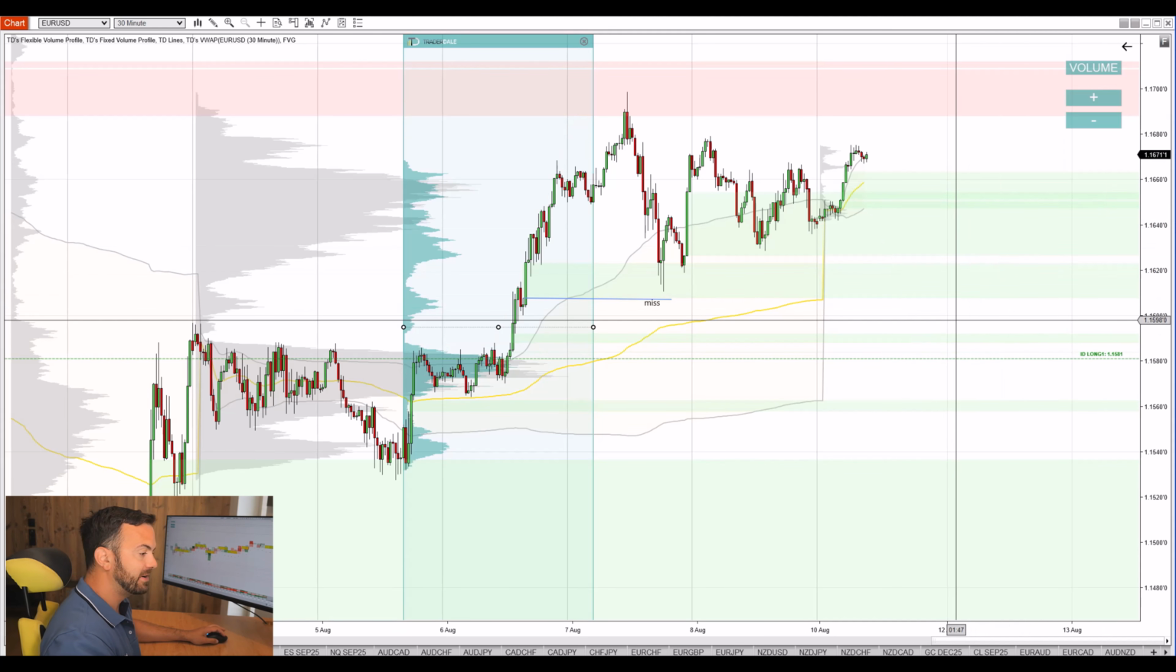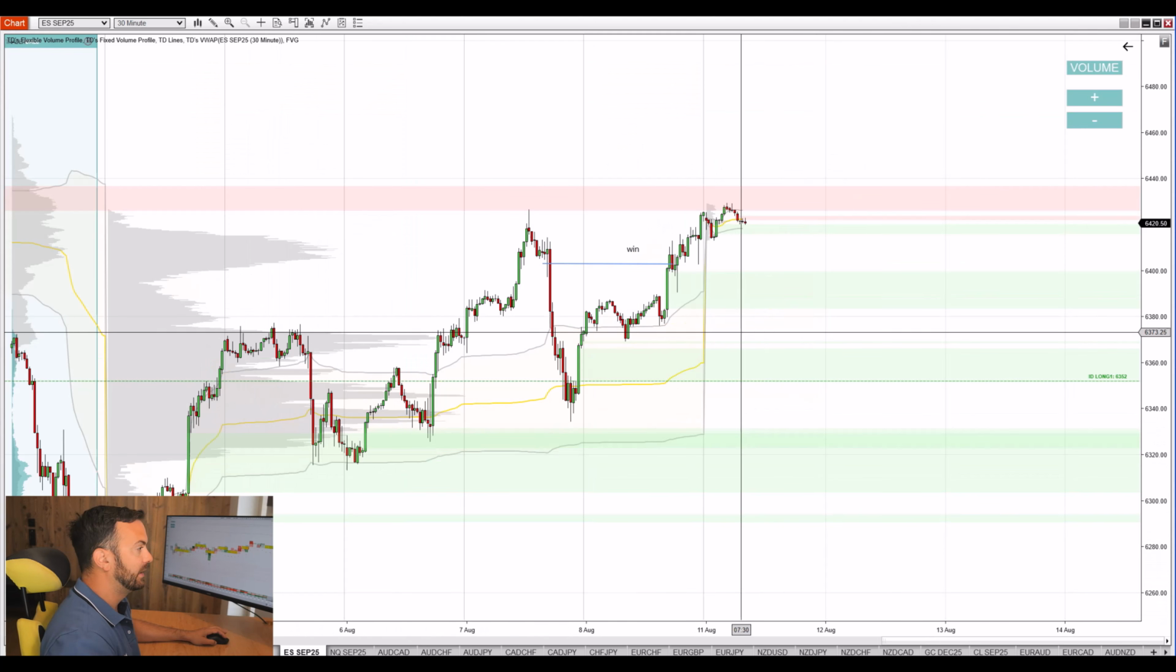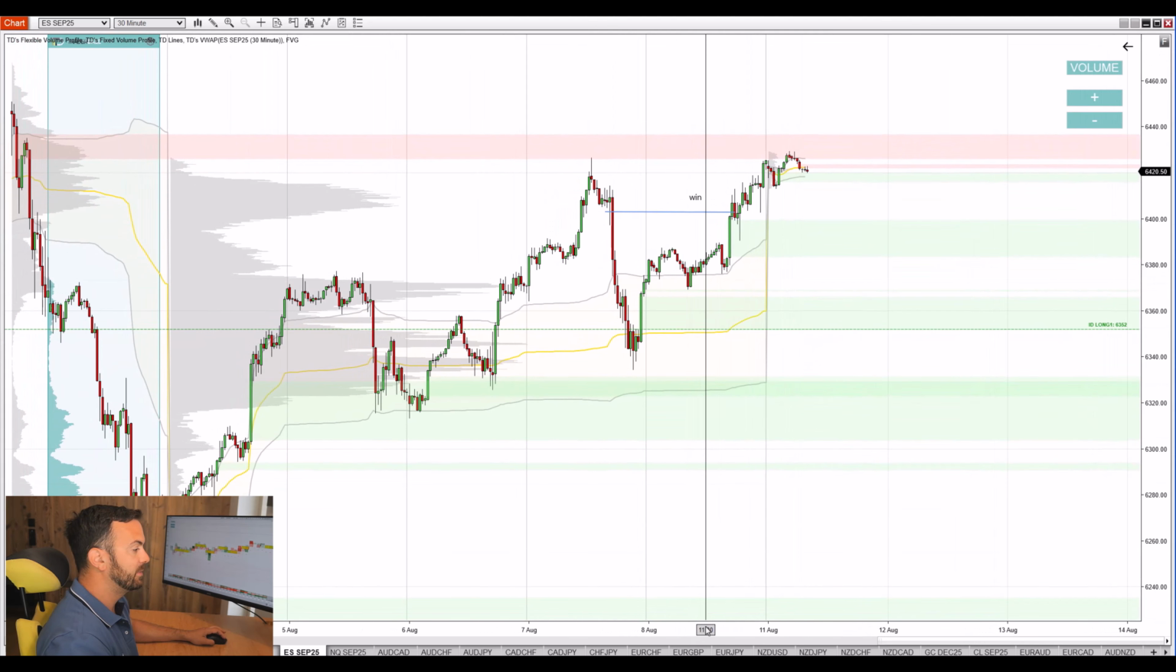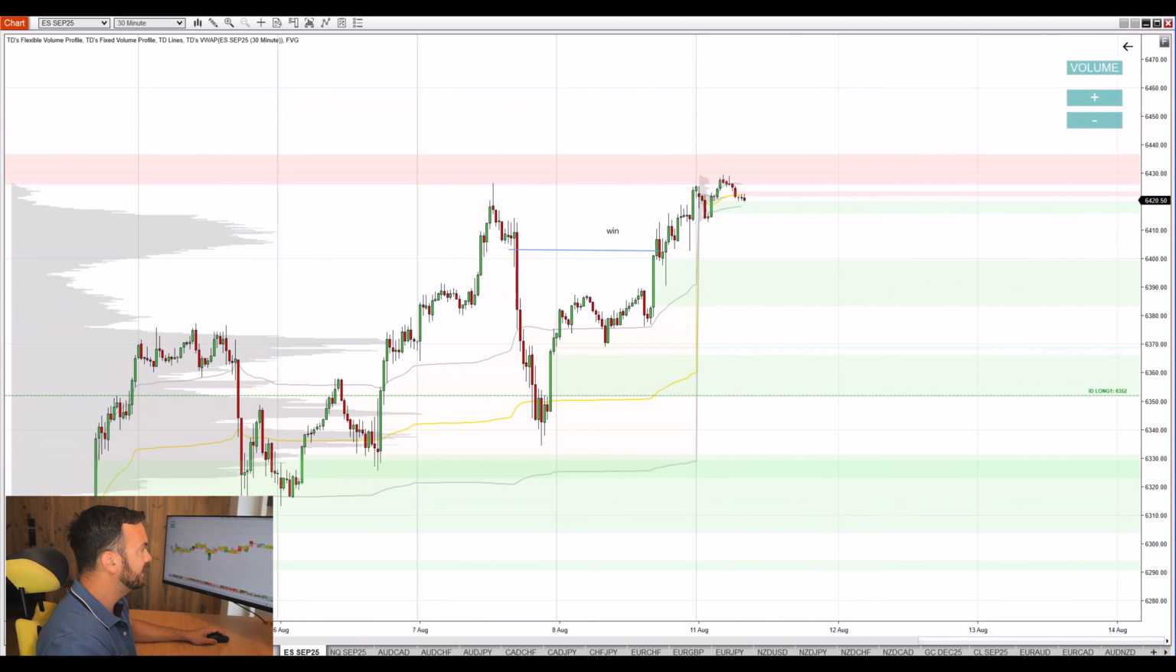All right, so the next trading idea is on the ES. Let's check it out. This is a 30-minute chart of the ES, and in here I want to show you a volume profile setup, which I call the rejection setup.